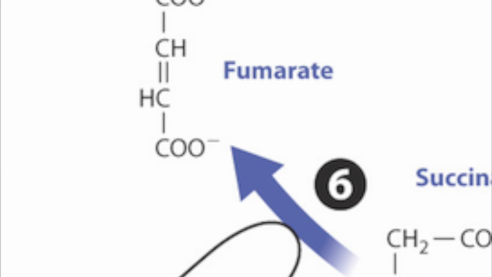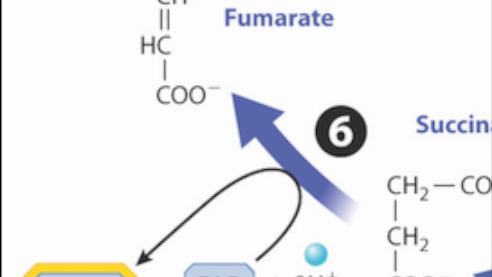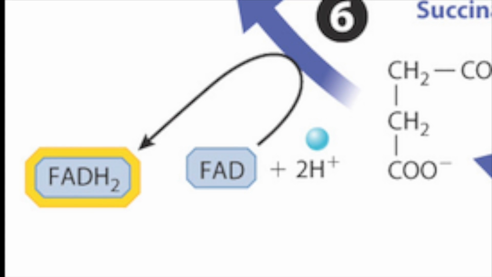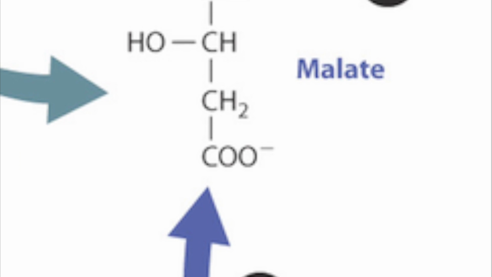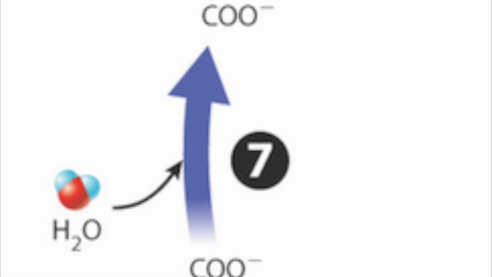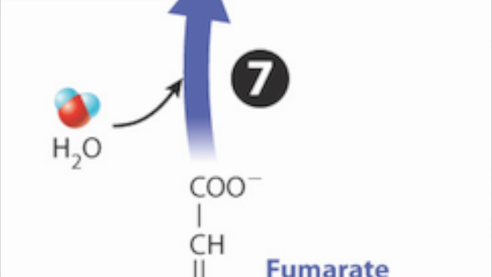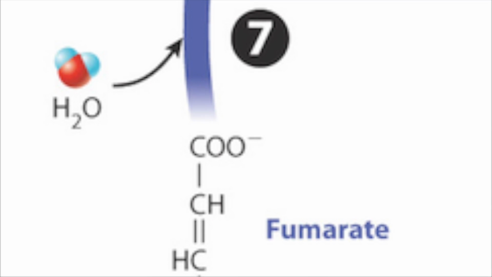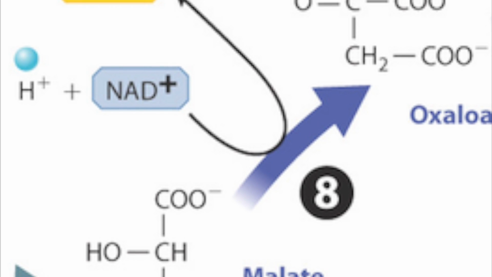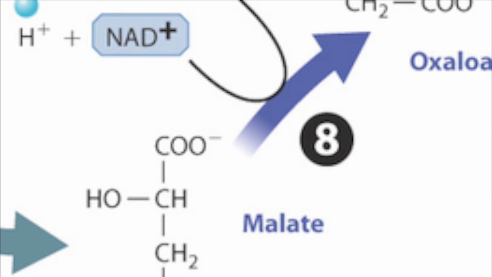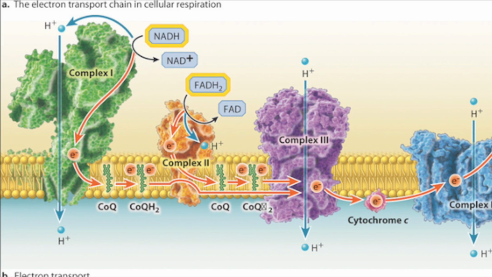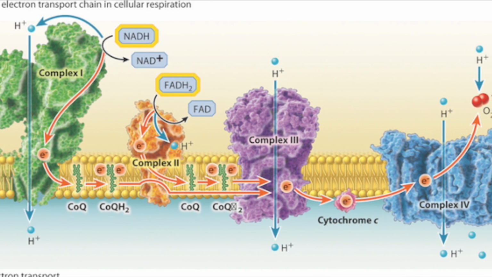In the sixth step, succinate is converted into fumarate when FAD is reduced into FADH2. In the next step, H2O is added to fumarate and fumarate becomes malate. The final step is when malate becomes oxaloacetate when NAD+ is reduced into NADH and the process repeats again. The final step of cellular respiration is the electron transport chain.